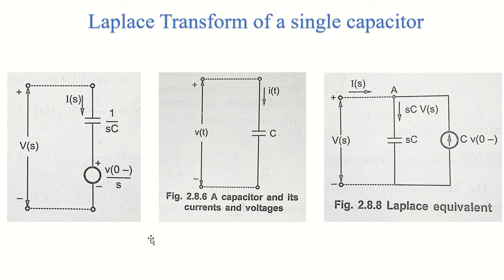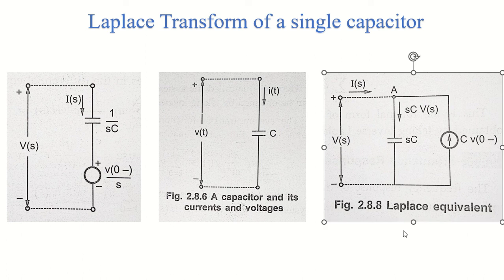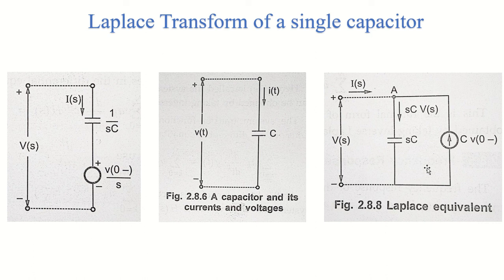Okay, and based on the above equation, a new equivalent circuit can be drawn like this. In this new equivalent circuit, your capacitor will be SC, in parallel with your current source, and your current value will be I of S, voltage's value will be V of S. So these were the Laplace transforms for your network analysis. Basically we took all three basic network components: resistor, inductance and capacitor.